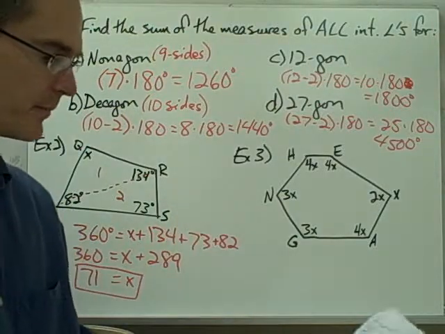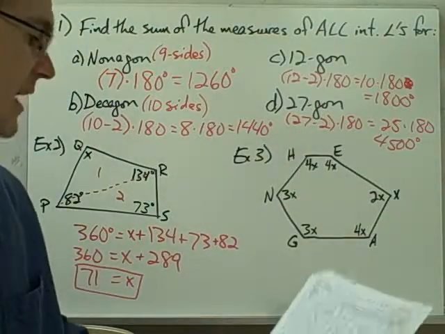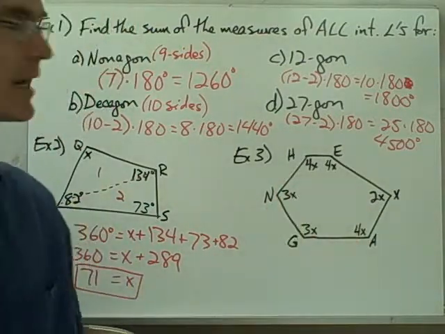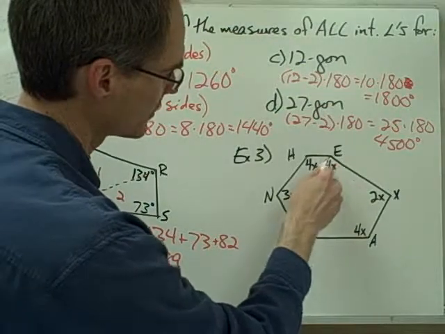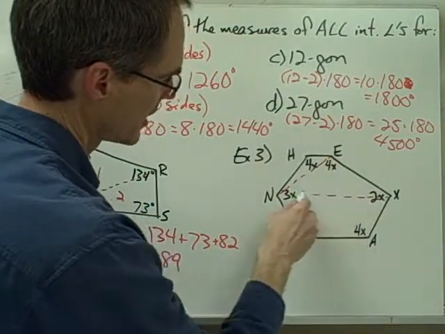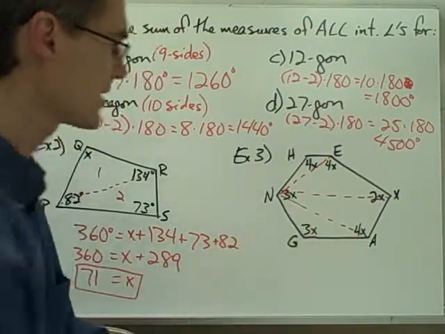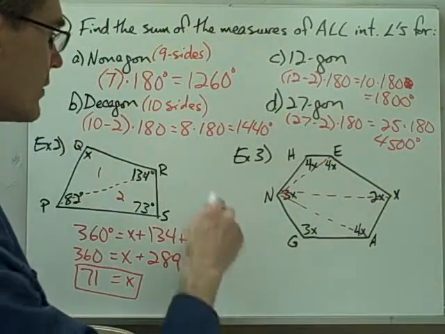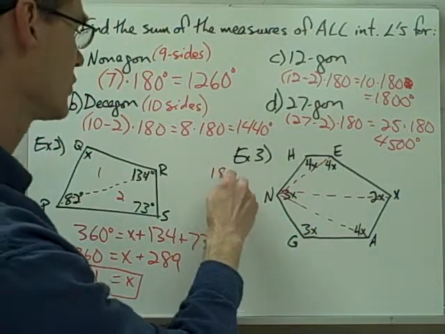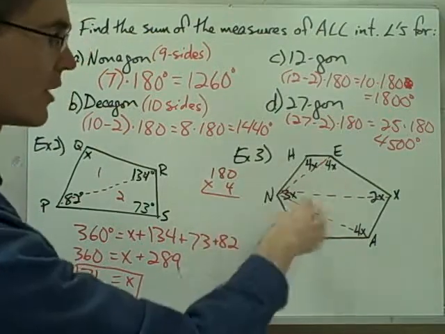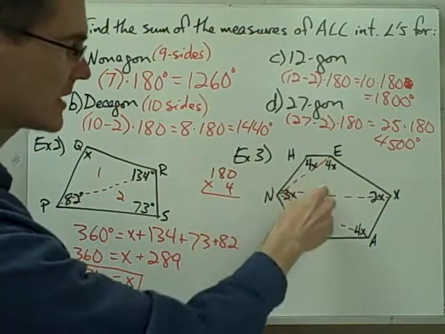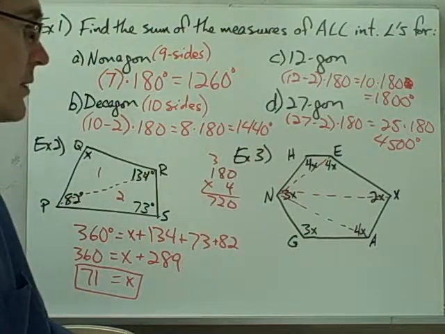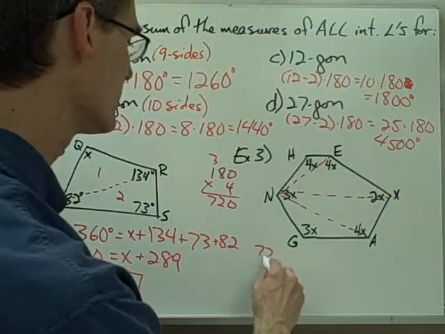For example number 3, it says given hexagon HEXAGN, find the value of x and the measure of each interior angle. Well, once again, I'm going to use what I know about the sum of the interior angles of a hexagon. If I divide my hexagon into triangles, I have 1, 2, 3, 4 triangles, which means that the total measure of all the interior angles of my hexagon is going to be 180 times my 4 triangles, which is 720 degrees. So I can set up my equation.